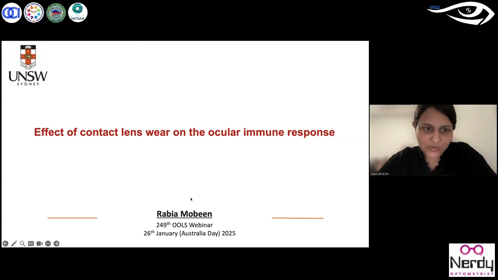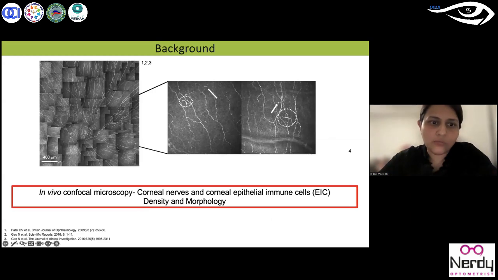I'm very excited to present today how contact lens wear affects the ocular immune response. What we are looking at here is a confocal microscope image, but this is different from other microscopes because this is in vivo. In vivo means that we have examined this in living eyes. We all know that the cornea does not have any blood supply, but it has the highest nerve supply. Nerves here are 3 times more than in any other body part.